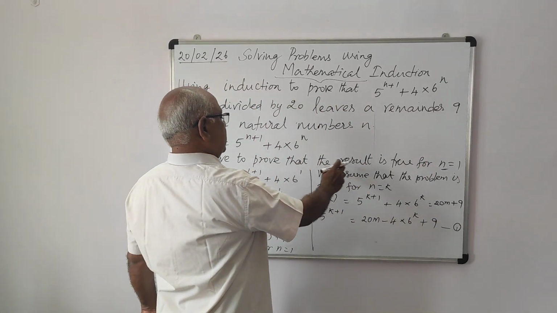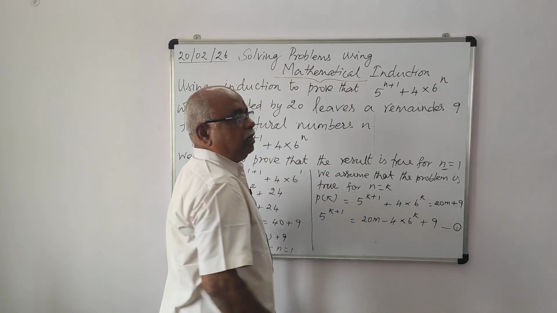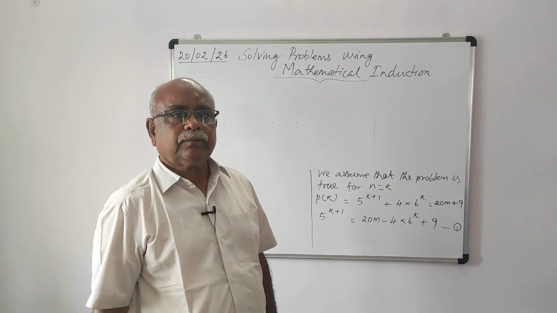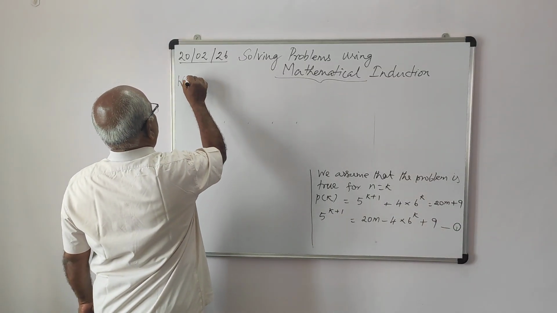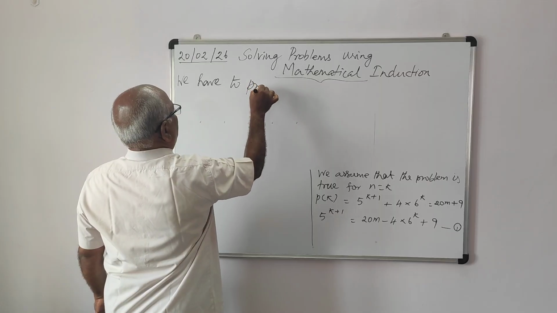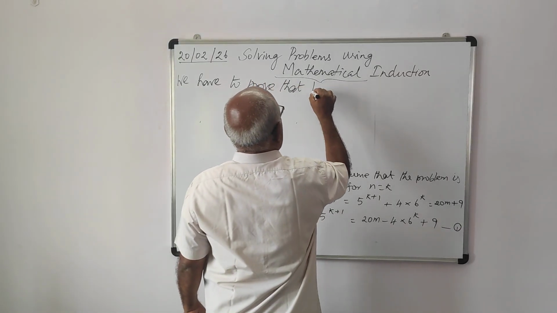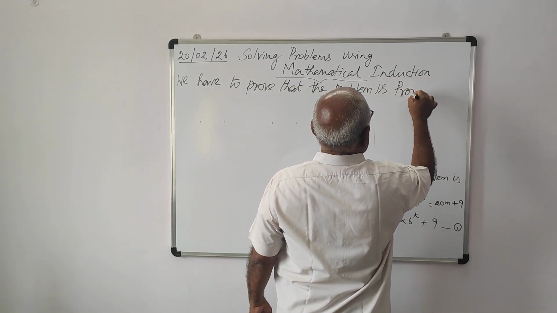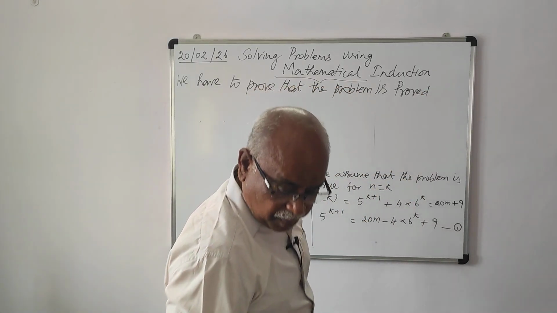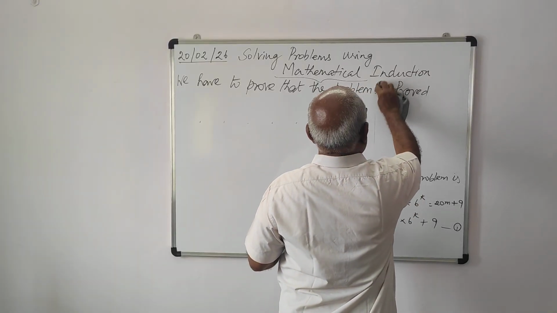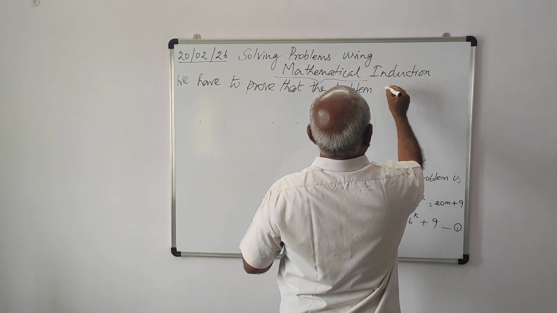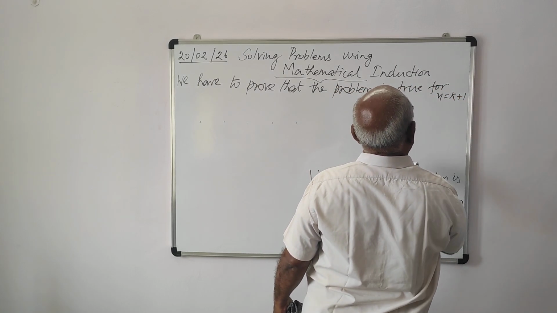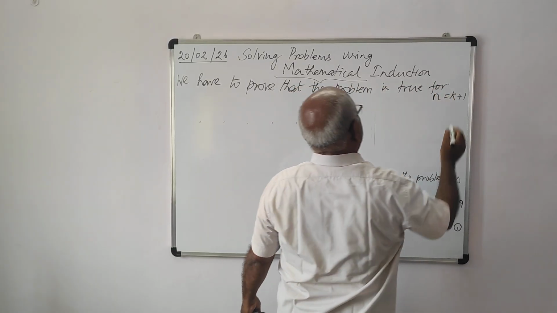So we assume the result is true for p of k, and 5 power k plus 1 is given by this. Now we have to prove that the result is true for n equal to k plus 1. We have to prove that the problem is true for n equal to k plus 1.